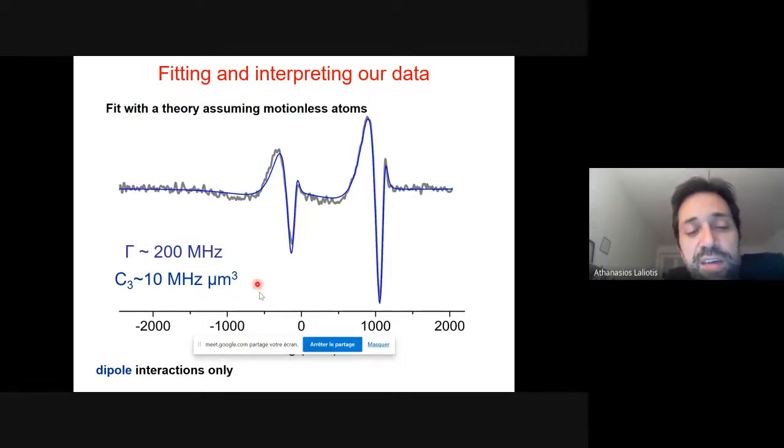So this gives us values of the C3 coefficient of about 6 to 10 megahertz micron cubed. These are values slightly bigger than what we expected, which was about 5 megahertz micron cubed. But of course, we are still working on our theory, and we want to properly include the effects of the Maxwell-Boltzmann distribution in order to get a better measurement of the C3 coefficient.